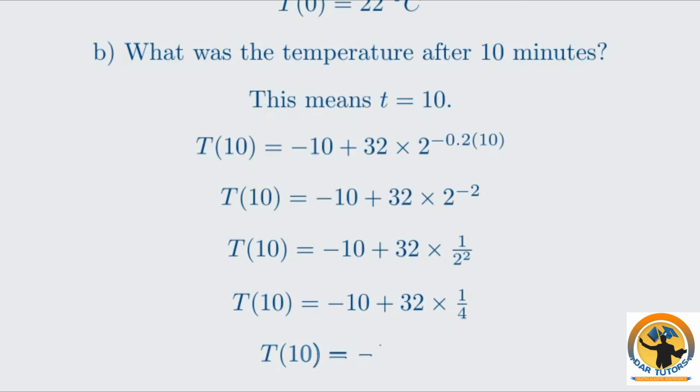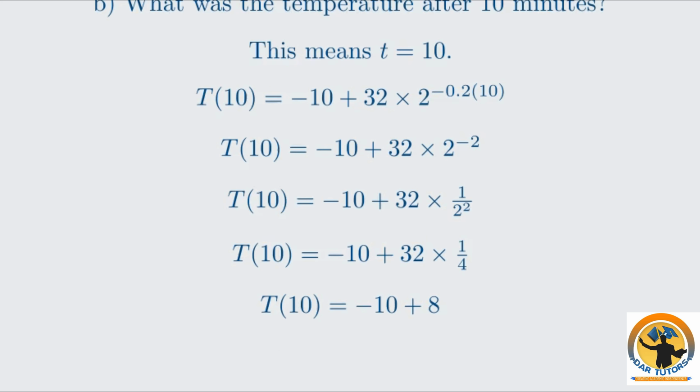32 times 1 over 4 is 8. Negative 10 plus 8 is negative 2. After 10 minutes, the peas are at negative 2 degrees Celsius.